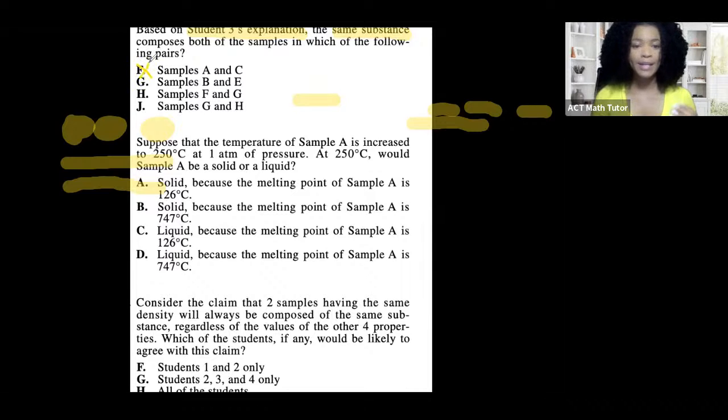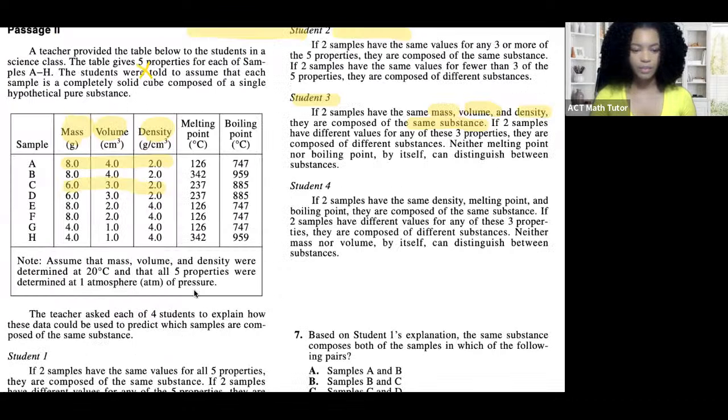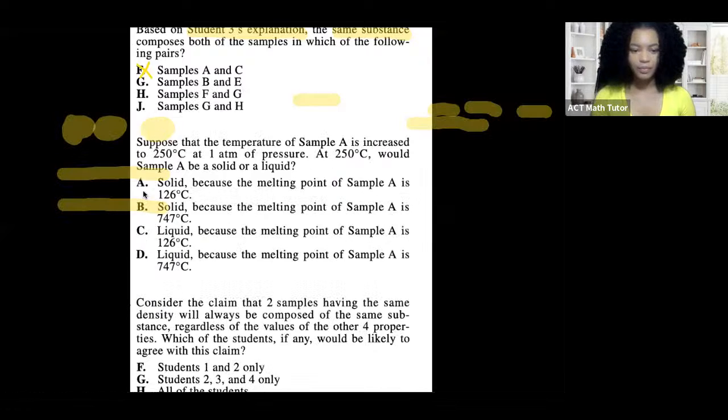All right, let's try G. G has samples B and E. Let's check those. Erase these. Okay, B, E. Oh no, it was close. The mass is the same. The volume and the density are switched. That's not the correct answer. We will move on. Not going to be G either.